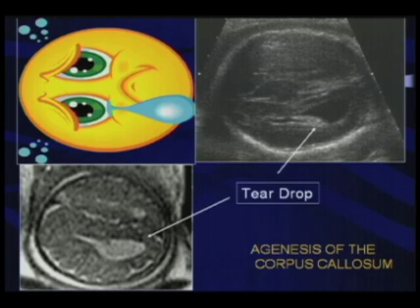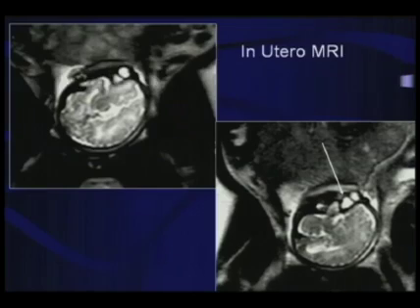This ventricle has often been termed the teardrop ventricle. If we took this cartoon of the face, put it on its side, we can see the teardrop ventricle both on ultrasound, and it looks identical on MRI. This is the teardrop ventricle, with that ventricle being parallel to the midline in agenesis of the corpus callosum.